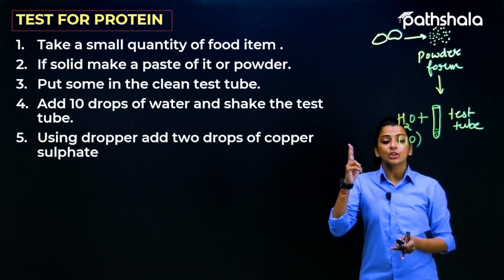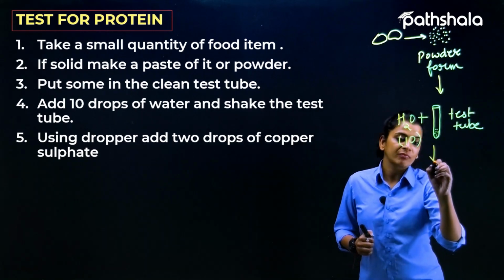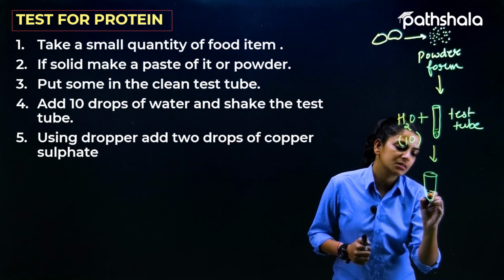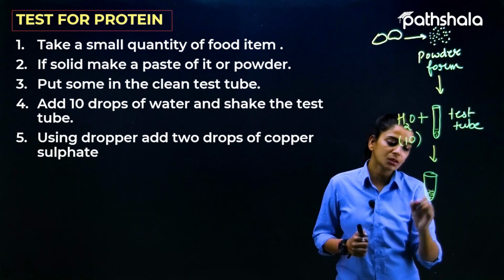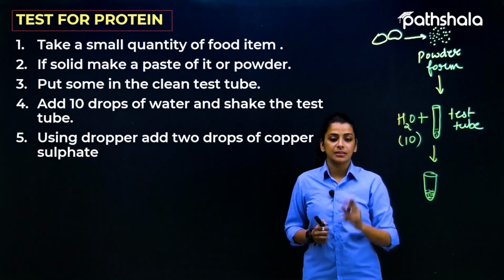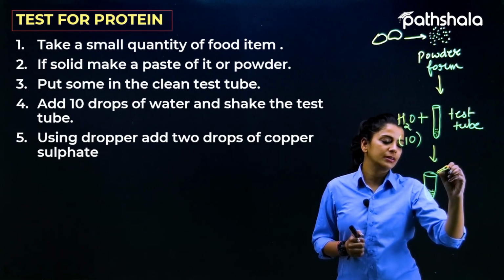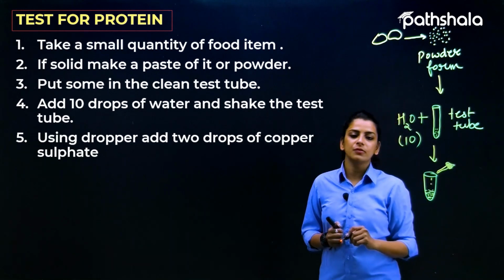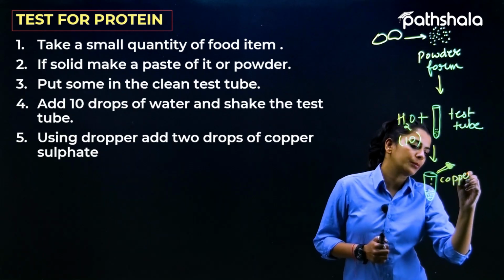Now, next will be using dropper, add 2 drops of copper sulfate. अब हमने क्या करना है? This is the test tube, right? And अभी इसमें क्या क्या है? For example, this is the water content, and these small dots are the what? Food material, right? In a powder form. Now, what we have to do is, with the help of a dropper, right? So this is the dropper. Please don't mind my diagram. ठीक है, diagram कुछ भी हो सकता है, right? So हमने क्या किया? 2 drops of copper sulfate we added in it, right? It has copper sulfate now. Got it?